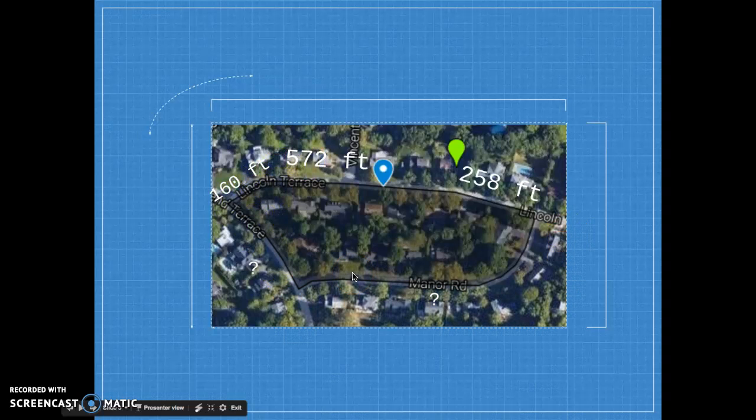So I used the Google Maps measuring tool to find the length of these three straight lines, which as you can see is 160 feet, 572 feet, and then 258 feet. And by using the arc length formula, I will be able to find the length of these two curves.